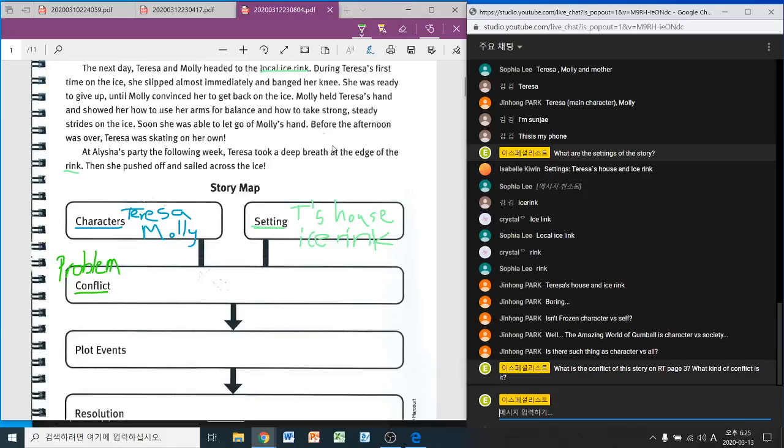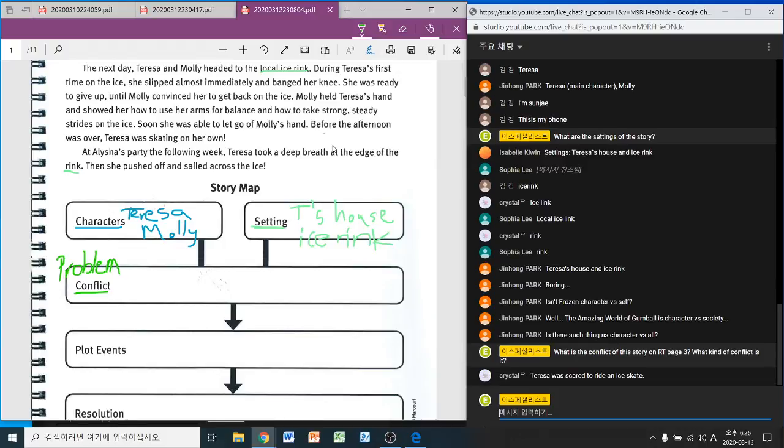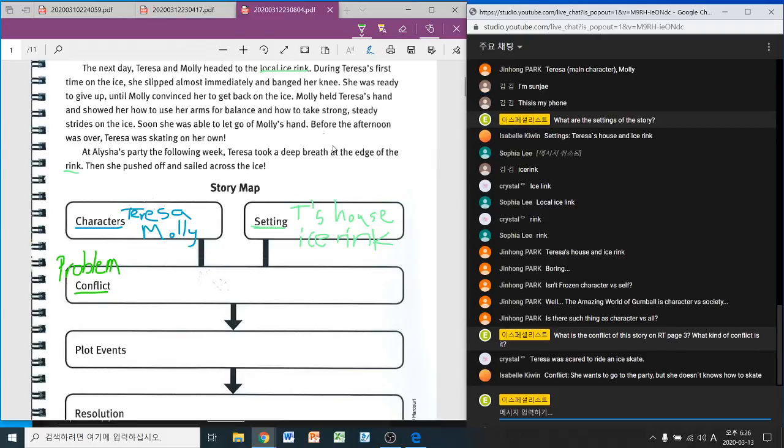Jinho asks, is there such thing as character versus all? You mean, are there stories where it's character versus character, and character versus nature, and character versus self, and character versus society, and character versus fate? Yes, there are stories that have all of those conflicts, but we don't say character versus all. We just say it has all those kinds of conflicts.